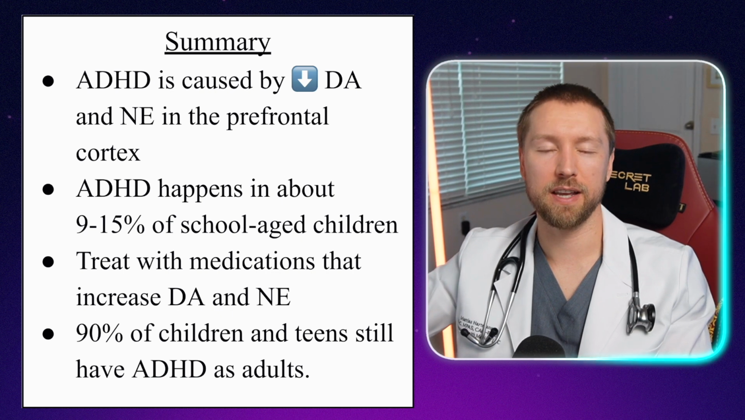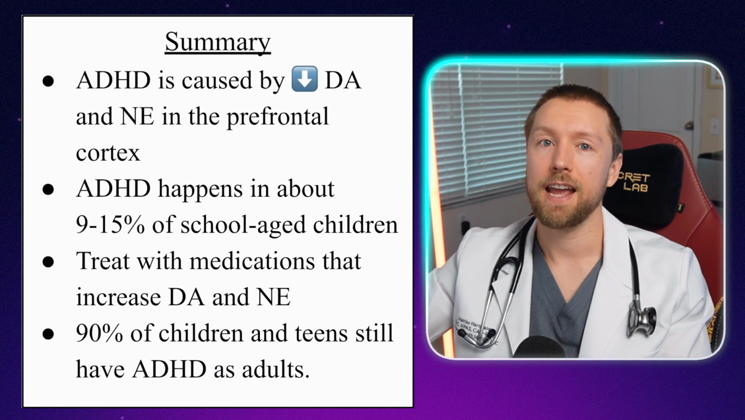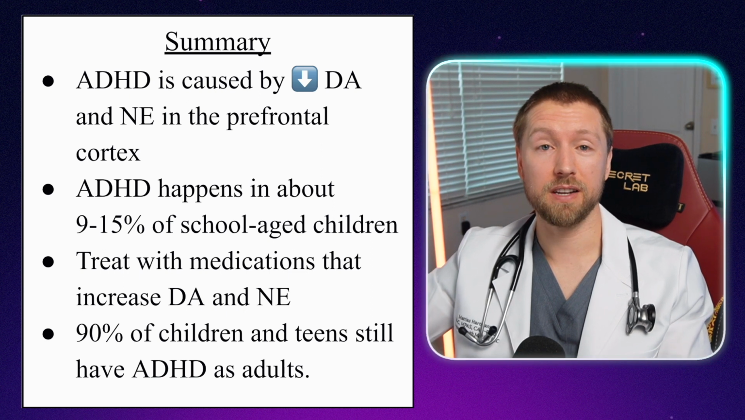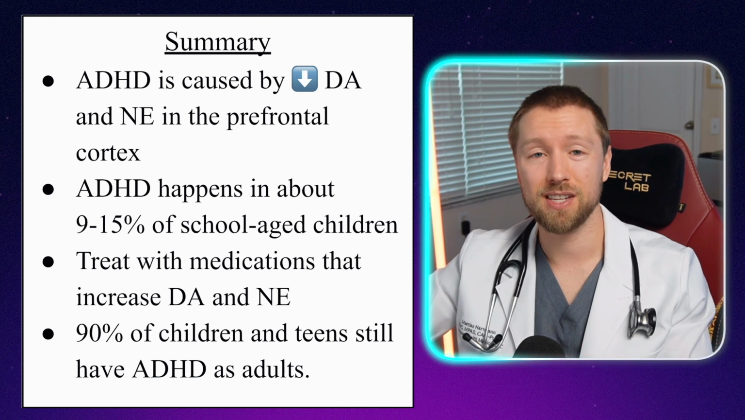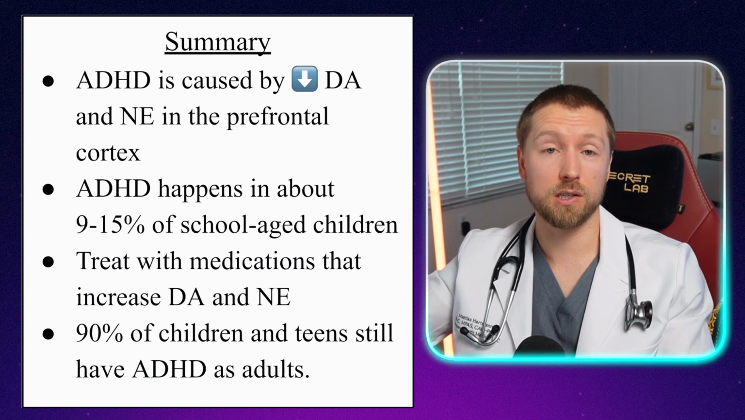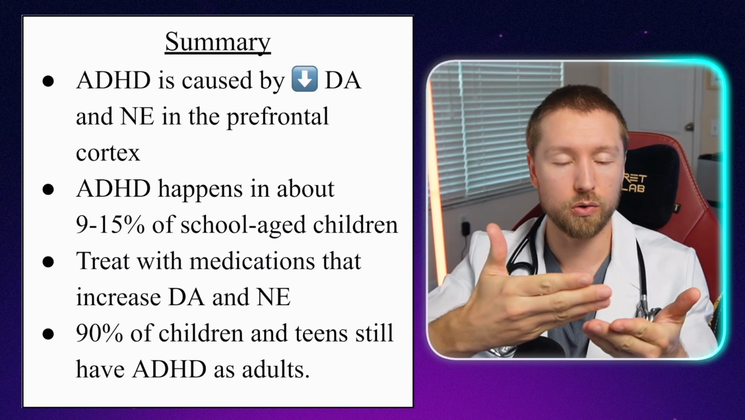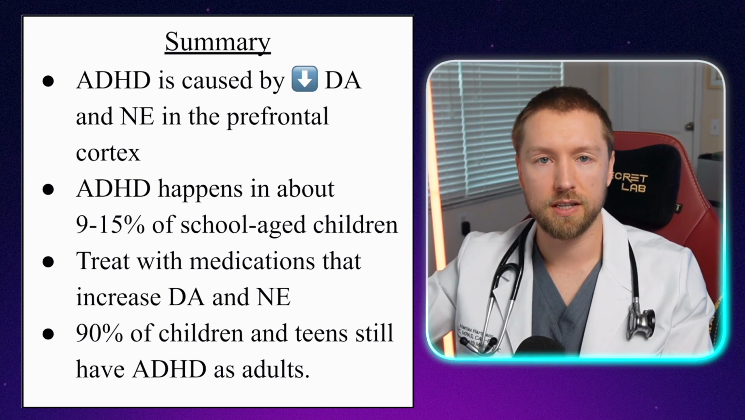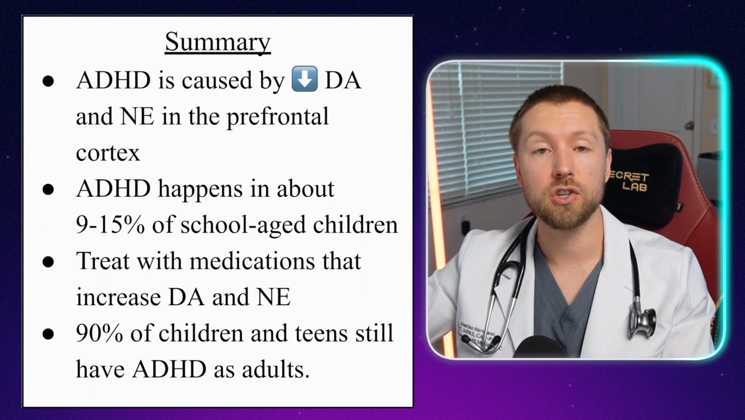So what are the biggest takeaways? Well, ADHD is caused by a decreased amount of dopamine and norepinephrine in the prefrontal cortex of the brain. ADHD is very common in school-aged children, and it happens in about 9 to 15% of school-aged children. How do you treat ADHD? Well, you have to increase what's low. Dopamine and norepinephrine are low, so we give medications to either increase norepinephrine or we increase both, dopamine and norepinephrine. And a new statistic here is we found out that 90% of children and teens still have ADHD once they become adults.